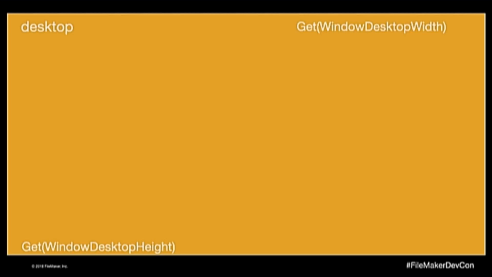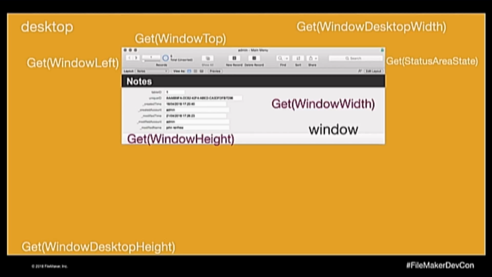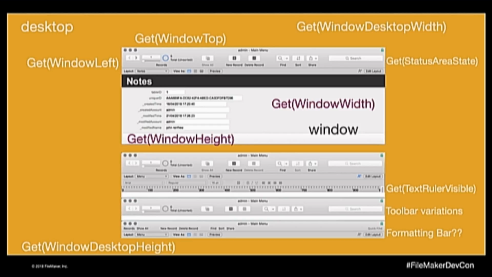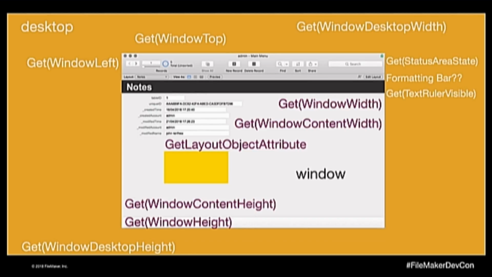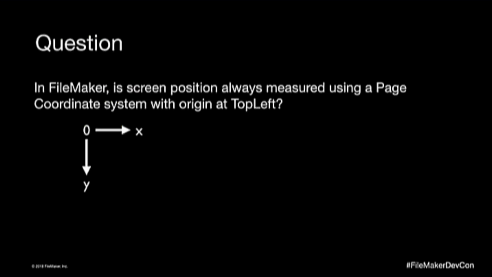So I have my desktop. I can get some numbers about the desktop. I can get some numbers about where a window may be positioned on the desktop. I can get some information about what parts of the window might be showing. I can see that the status bar is showing, but I don't know which version of the status bar is showing. Icon only, text only, icon and text. But I do know it's showing. And within the window itself, I can get a lot of numbers of sizing and positioning. All of that's measured from the edges of your screen.